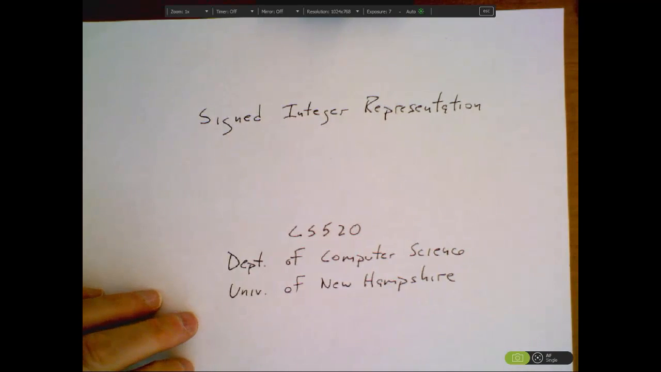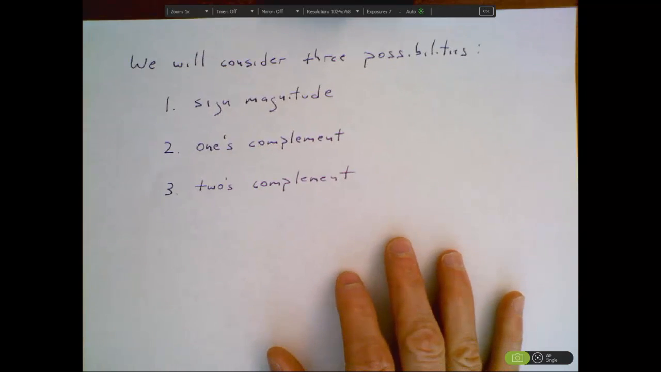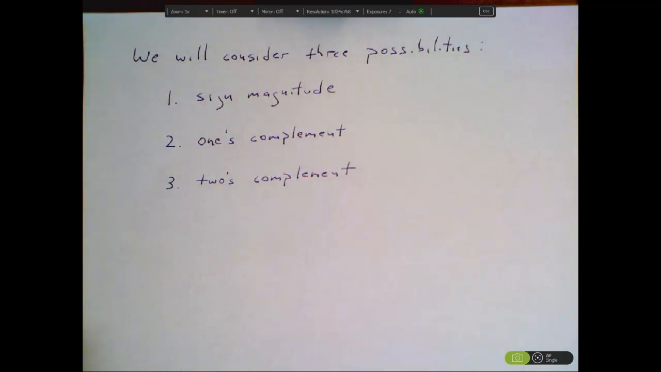There's basically three approaches to representing signed integers. One is a sign and a magnitude, another is 1's complement, and the last is 2's complement. We'll look at each one of these in turn.